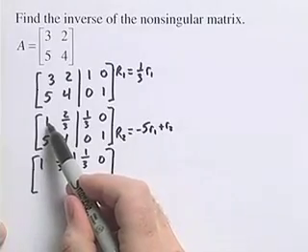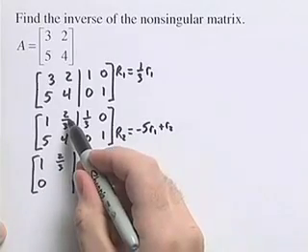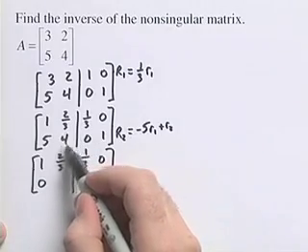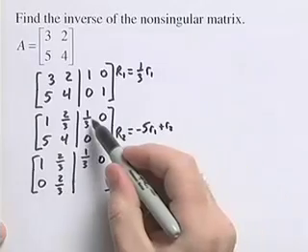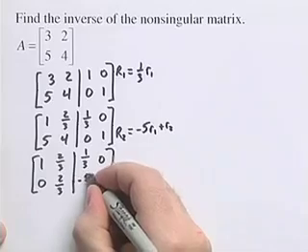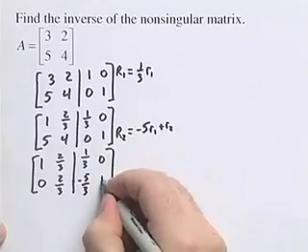-5 times 1 is -5, plus 5 gives us 0. -5 times 2/3 is -10/3. If we add that to 4, where 4 is 12/3, we end up with 2/3. -5 times 1/3 plus 0 is -5/3. -5 times 0 plus 1 is just 1.